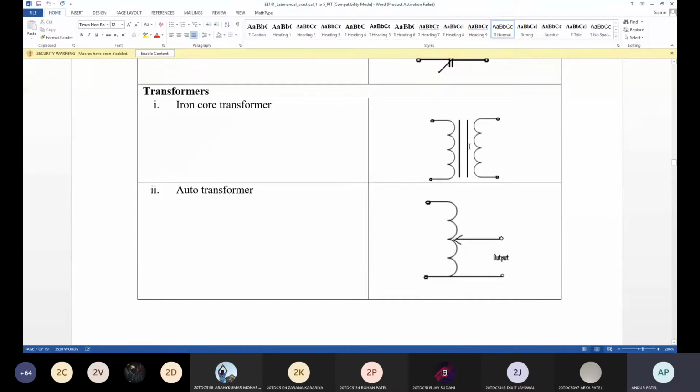Iron core transformer. On the left hand side we have the primary, on the right hand side we have the secondary, and these two lines mean both the coils are coupled. Coupled means it is magnetically connected but electrically separated. Here we are giving a voltage V1, so due to that we have current I1. Due to mutual induction we have current I2 in the circuit, and due to that we have V2 voltage on the secondary side. Suppose I want to step up the voltage, then what changes do I have to make in this winding?